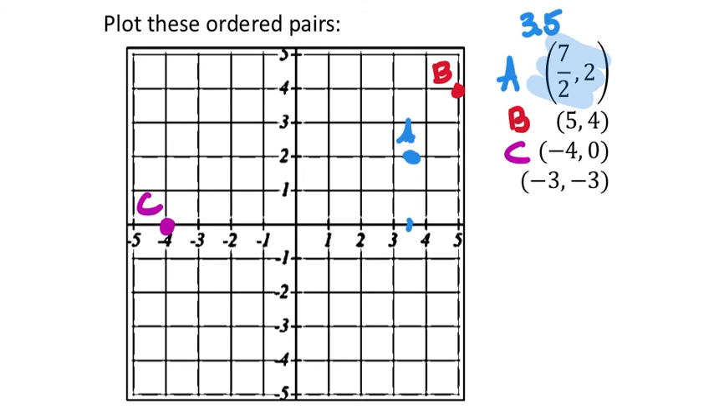It's just right there. And then D, negative 3. So I go to negative 3, I go down 3. Boom, there's my point D right there. Okay, cleaning this up. And there are my 4 points on this graph.